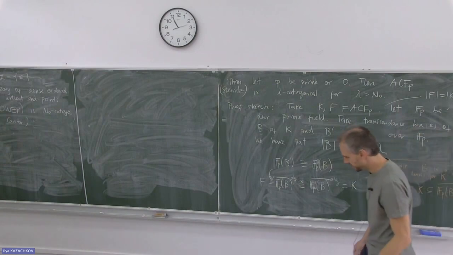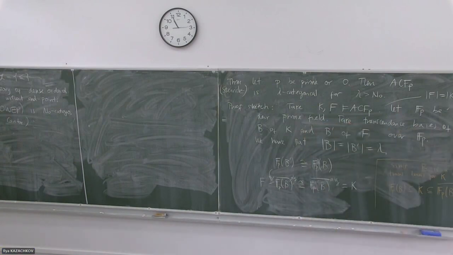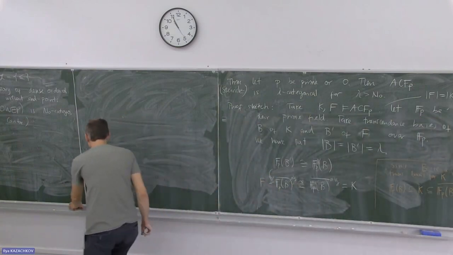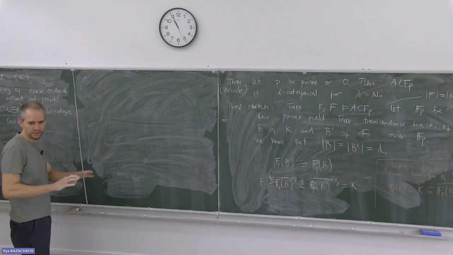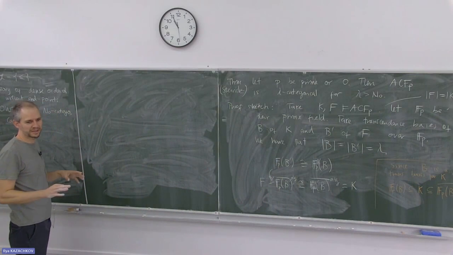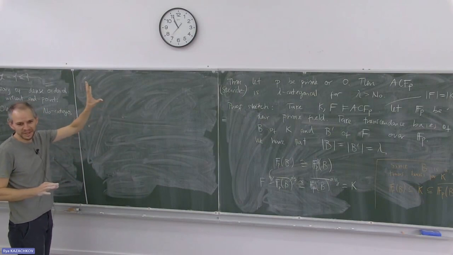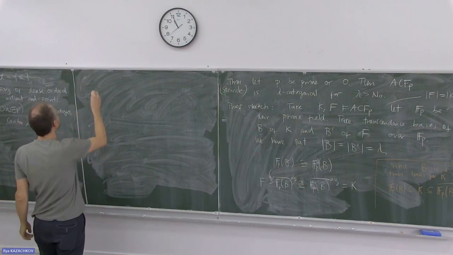Okay. Now, in the last 5 minutes, let me give you the main theorem of model theory. This is the theorem that whenever you see some flashy application of model theory somewhere, it is going to be hidden behind this theorem, okay? This is called the compactness theorem.